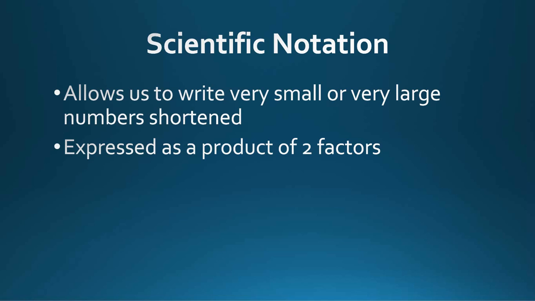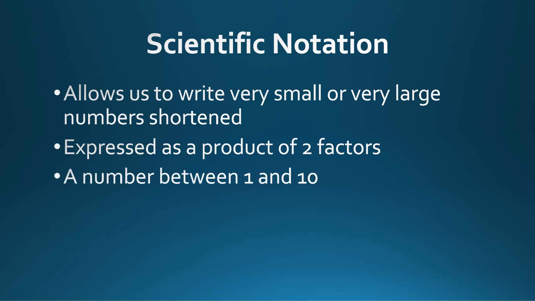The way we express scientific notation is a product of two factors. The first number in scientific notation is always a number between 1 and 10. This can be a number like 1.5, 2, 3, 4, 5.5, 6, 7. The second part of a scientific notation number is a power of 10. So it's the product of this number between 1 and 10 times 10 to some power, to some exponent.